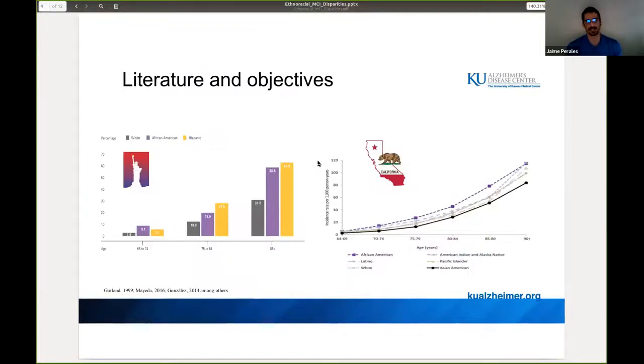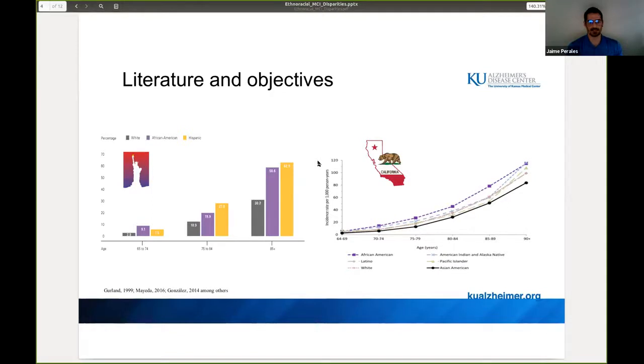There is a consensus that African Americans are twice as likely as non-Latino whites to have dementia, and in Latinos it's about 1.5 times more likely. Geographical differences in dementia risk among Latinos in California and New York, and also findings from the SOL study, the Study of Latinos, suggest that the risk of dementia and mild cognitive impairment might be different depending on the Latino origin. So for example, Caribbean Latinos will possibly have a higher risk than Mexican Latinos.